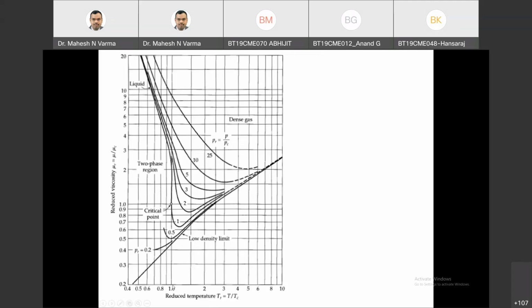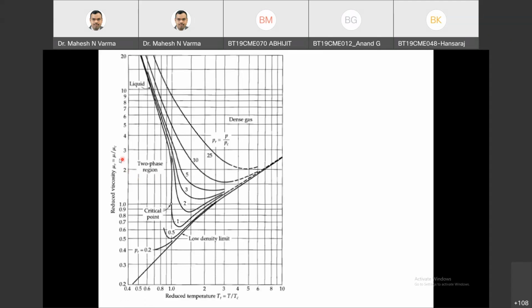So say at reduced temperature 2, if I move on this reduced temperature 2, and somewhere here, you can see this is the reduced pressure 10. So if I go here, the reduced viscosity will be somewhere close to 1.9. Close to 1.9, in fact more than that actually, because this is a logarithmic scale.